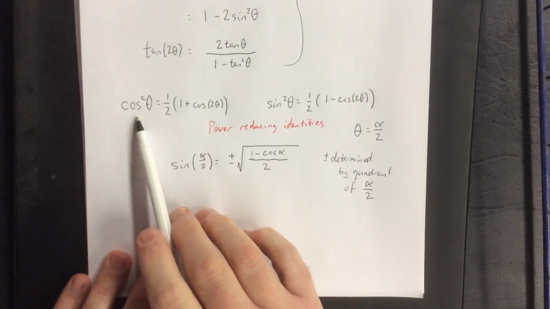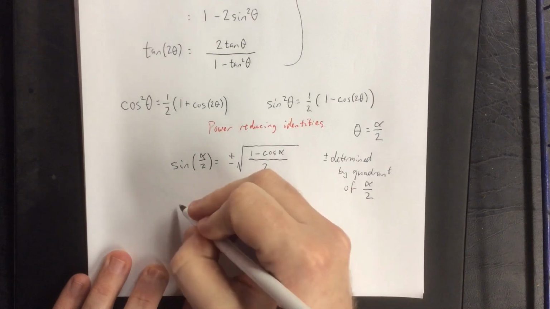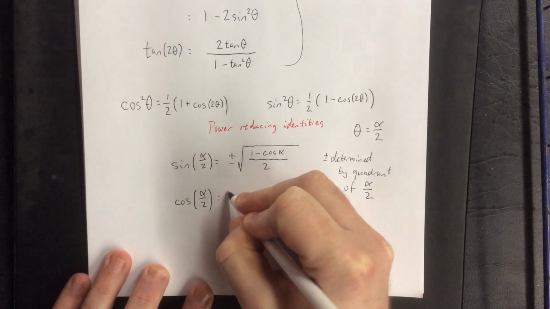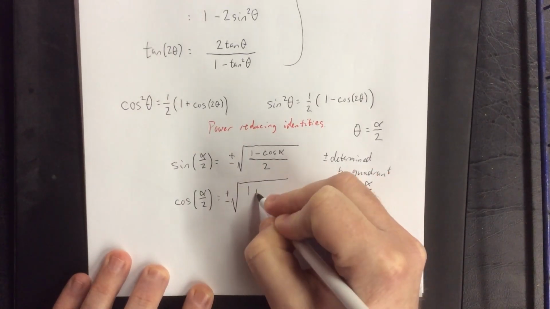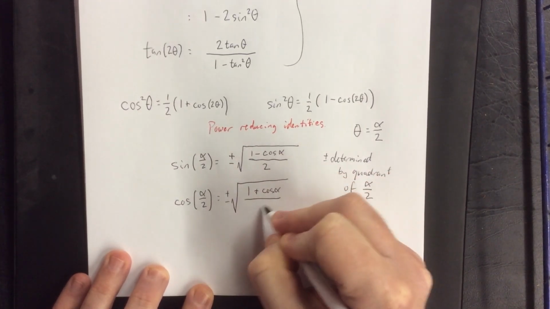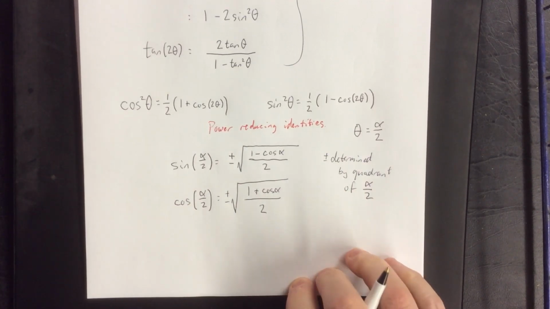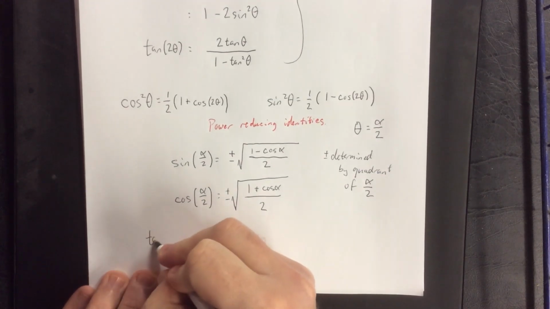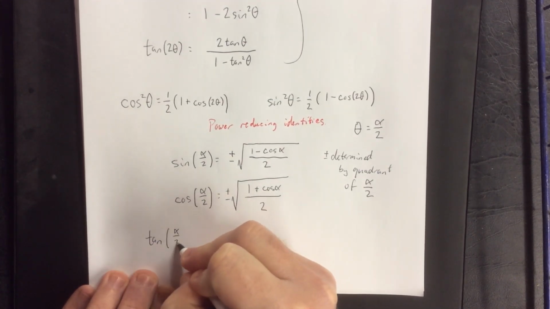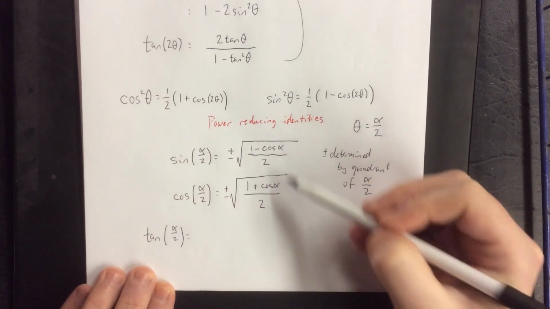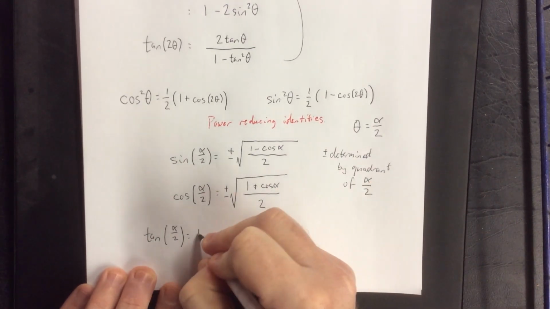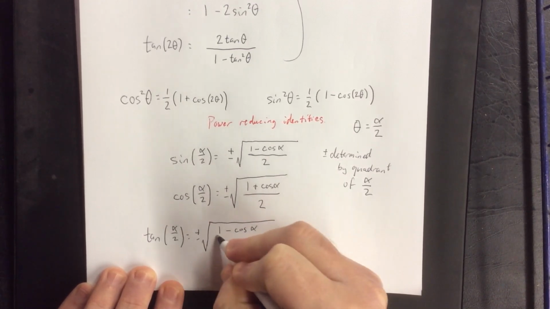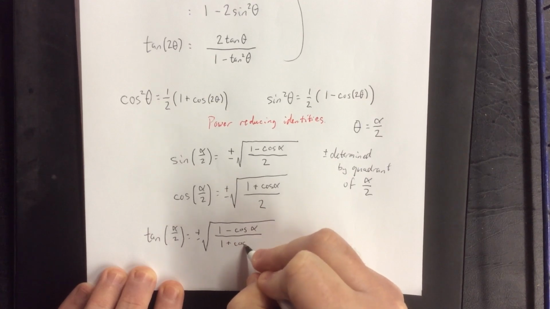If I were to take this equation, make the same substitution and solve for the cosine, I would have that the cosine of alpha over 2 is equal to plus or minus the square root of 1 plus the cosine of alpha all over 2. Same thing goes for this as what went for this. Finally, the tangent of alpha over 2 is rather easy to obtain by taking the sine formula and dividing by the cosine formula. This will be plus or minus the square root of 1 minus the cosine of alpha over 1 plus the cosine of alpha.